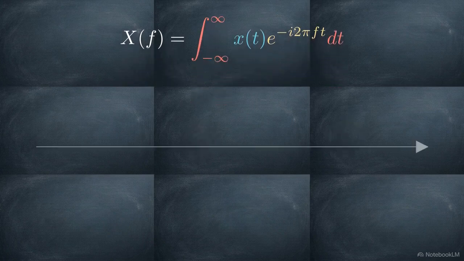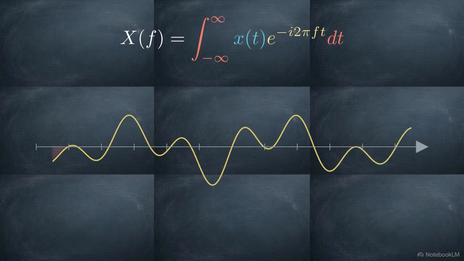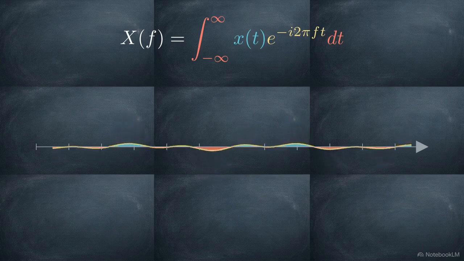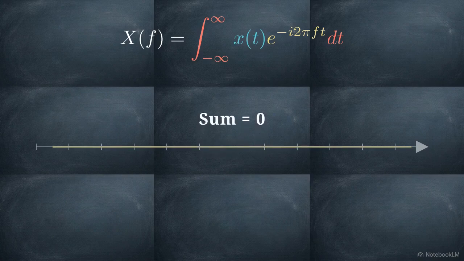Next to it is the complex exponential, e to the negative i 2 pi f t. 2 pi f is the angular frequency, omega. This is our spinning analysis phasor, sweeping through different speeds to test the signal. The integral sign and the dt dictate that we continuously multiply the raw signal against this spinning phasor and sum up the total area over time.